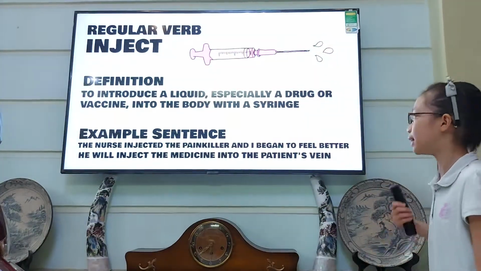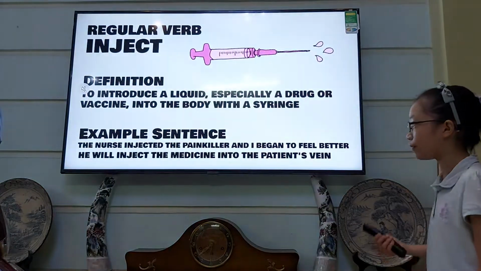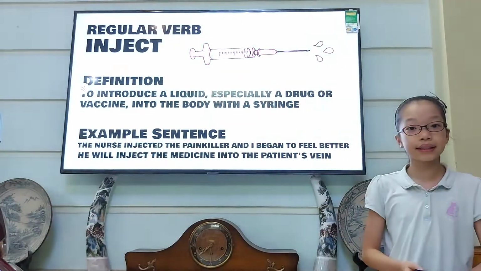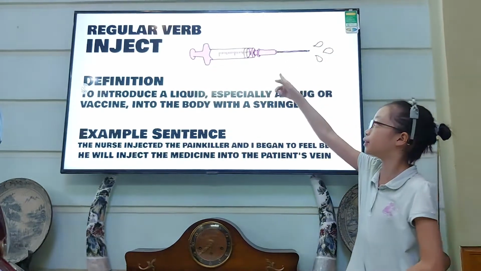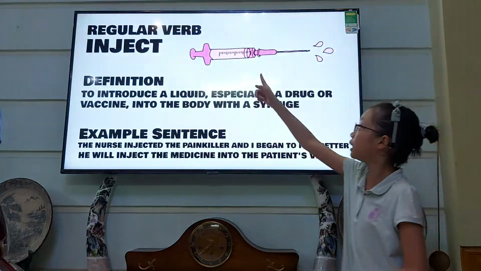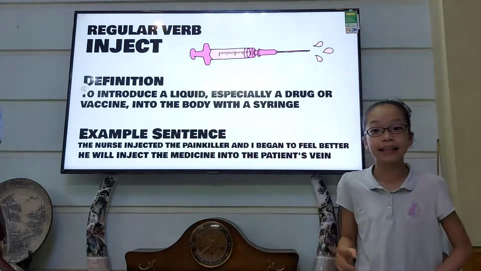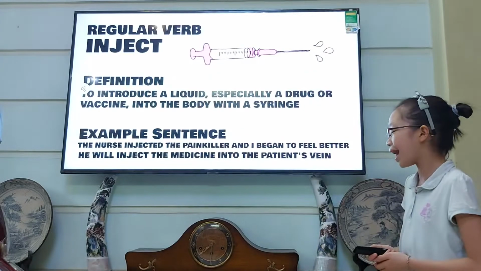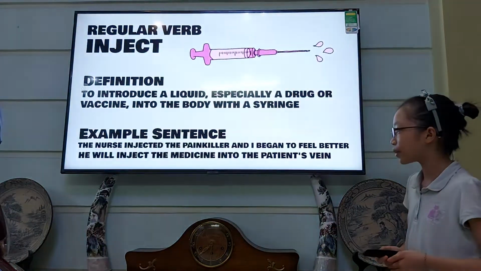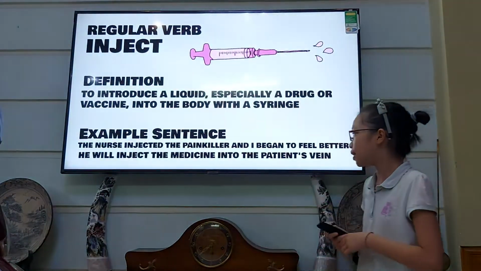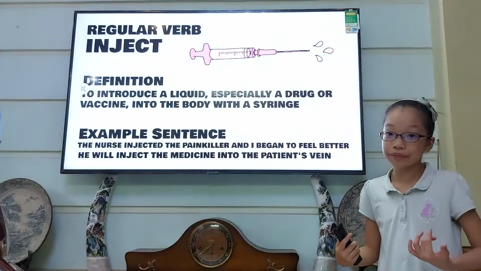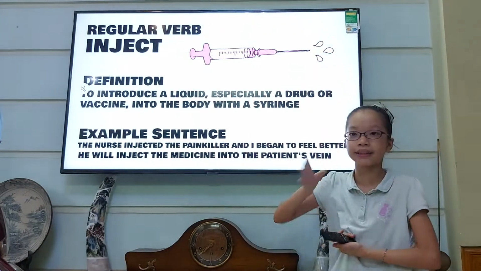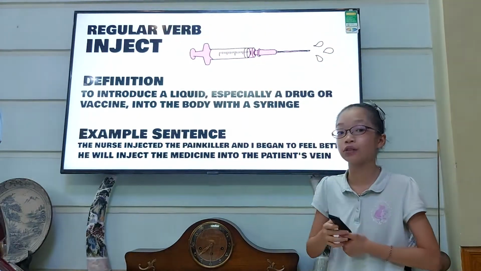And then we have a regular verb, inject. Inject: to introduce a liquid, especially a drug or vaccine, into the body with a syringe. So what is a syringe? A syringe is the device that you see here, and the injection is the liquid inside the syringe. So the nurse injected the painkiller and I began to feel better. He will inject the medicine into the patient's vein. Lots of different words, right? Syringe is this part and the injection is the liquid inside the syringe.